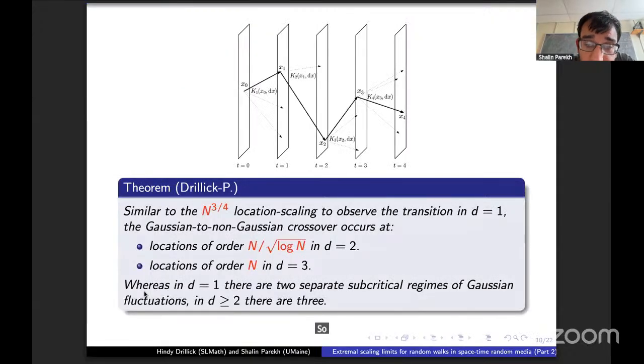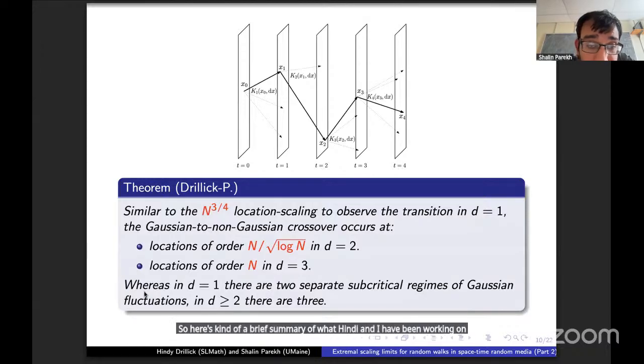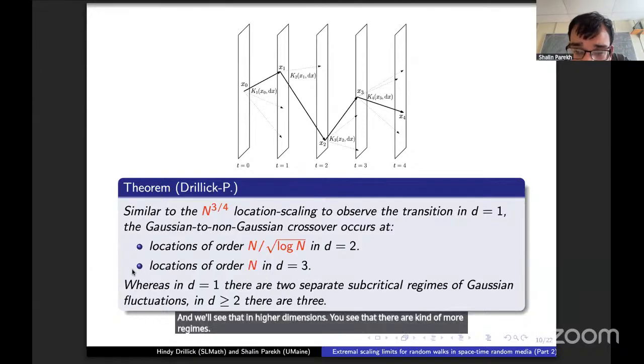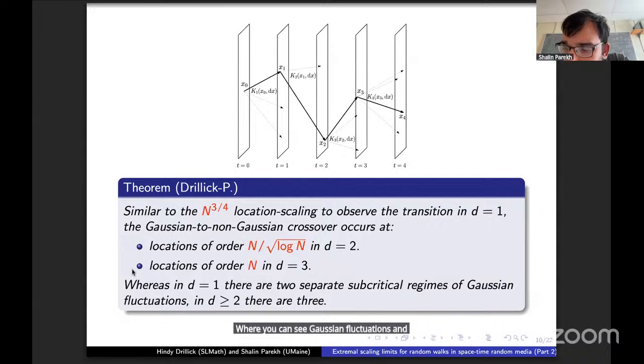Here's a brief summary of what Hindy and I have been working on in these higher dimensions. Similar to the n to the 3/4 location scaling to observe the transition in one dimension, you can observe a crossover at locations of order n over square root of log n in dimension 2, and locations of order n in dimensions 3 and higher. So this should say d greater than or equal to 3. And we'll see that in higher dimensions there are more regimes where you can see Gaussian fluctuations. I'll explain what that means in just a second.